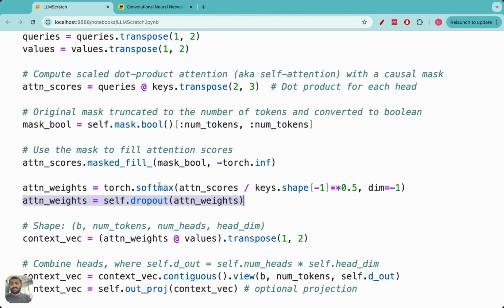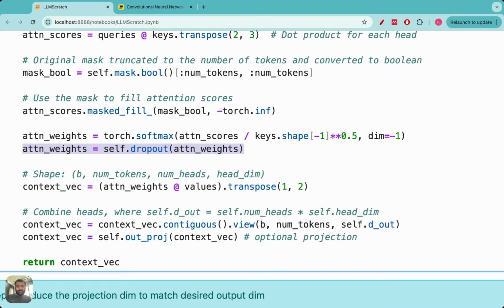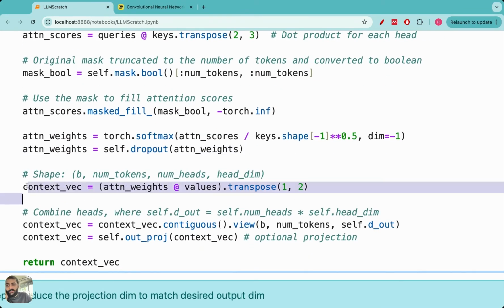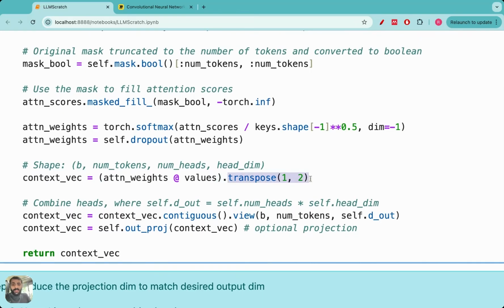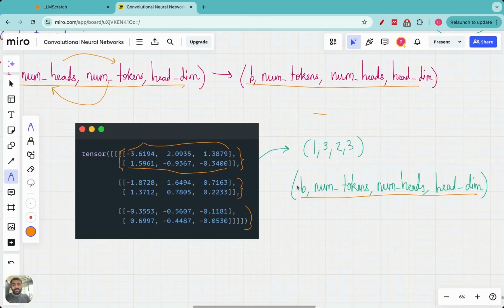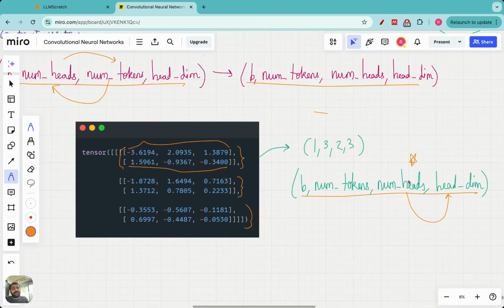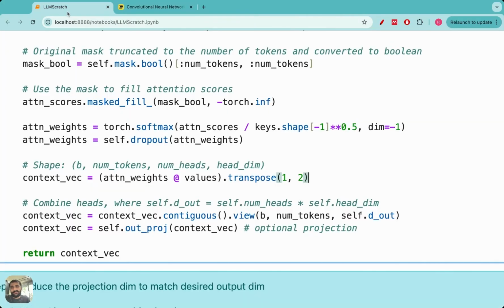Now let's see how all of this is implemented in code. Actually, all of what we saw right now is implemented in just one line of code. But to understand this, we really had to first understand how the attention weights are multiplied with values. The multiplication really makes sense. And why do we do this transpose 1 comma 2? The reason is to get the context vector matrix in this shape. Now you can see the number of heads and head dimension are closer together, so we can merge them into the d out more easily.